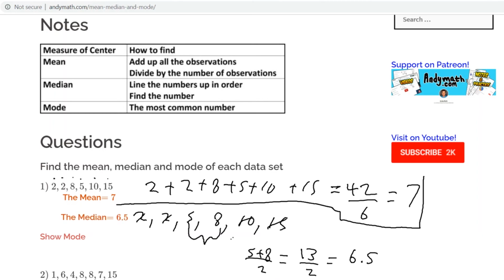And median 6.5. So that's how to find the median. You just line them up in order and then find the one that's in the middle. And if there's 2 in the middle, you just take the average of them.